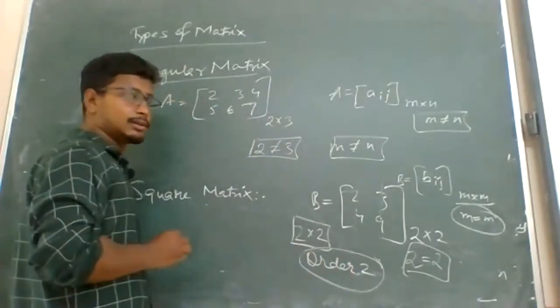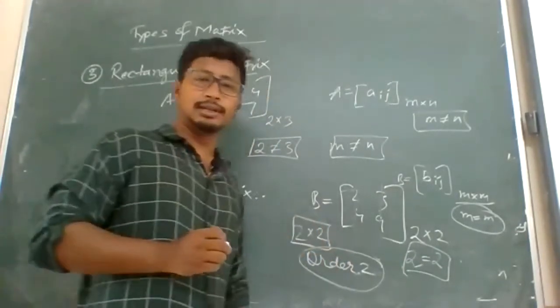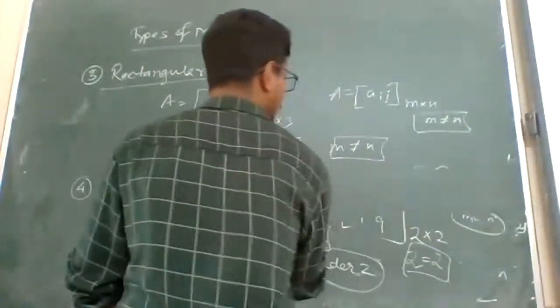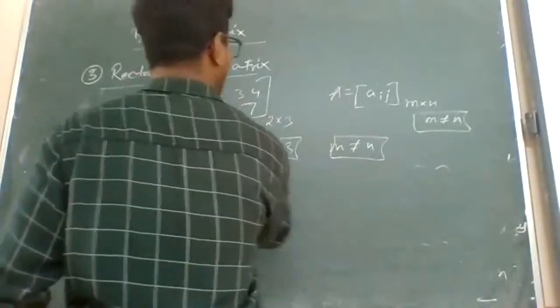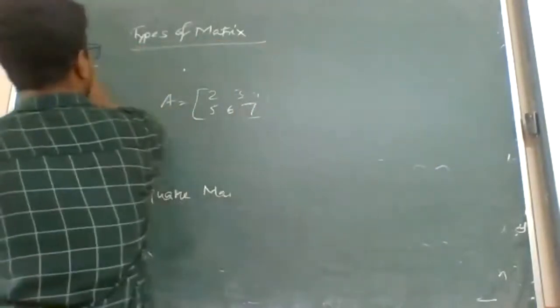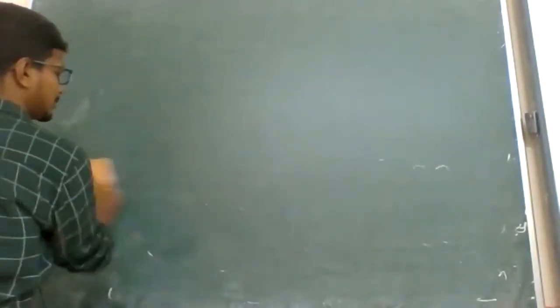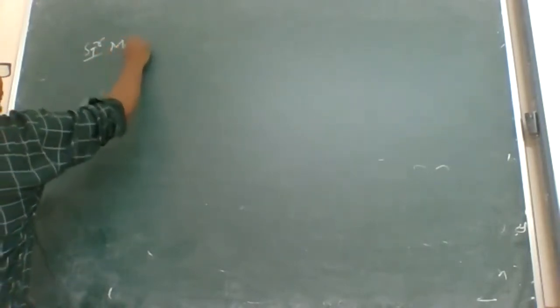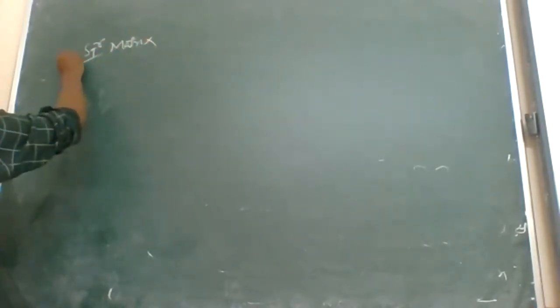Is it clear? Yes or no? So I hope it's clear for square matrix. Now we'll learn again types of square matrix. See, in square matrix, if you see nicely, I will write one example here. This is our fourth one.